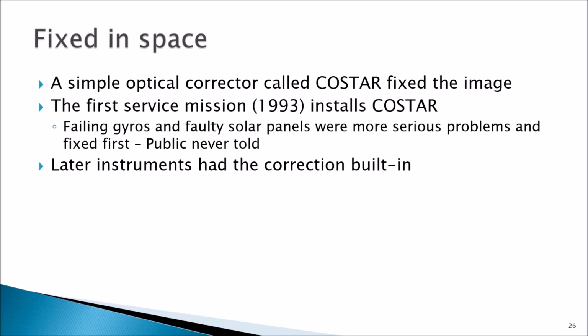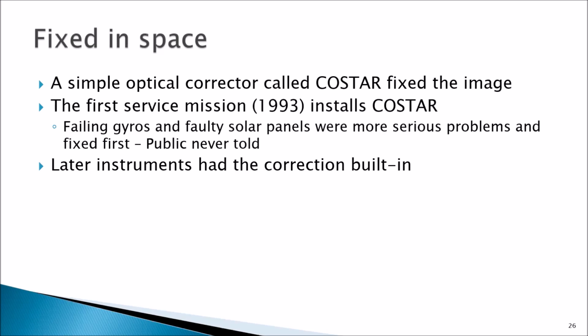So what happened was we were able to fix Hubble in space. We used what is called COSTAR, which was a simple optical corrector that was placed in one of the instrument packages. And it was brought up in 1993 during the first service mission. Now, most people thought, my God, that's the first thing they got to do is get up there and fix that image. But in reality, it was not.